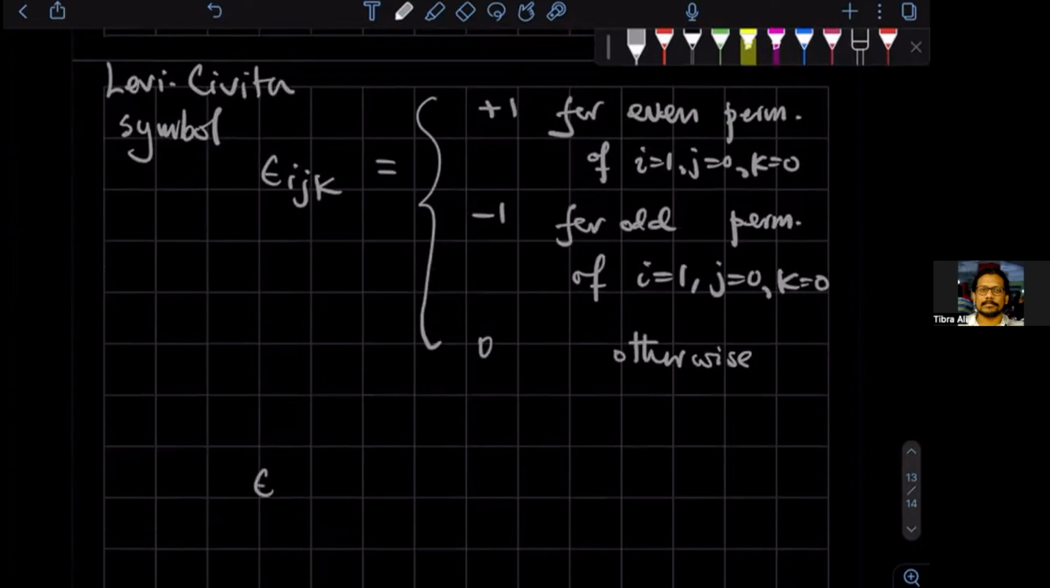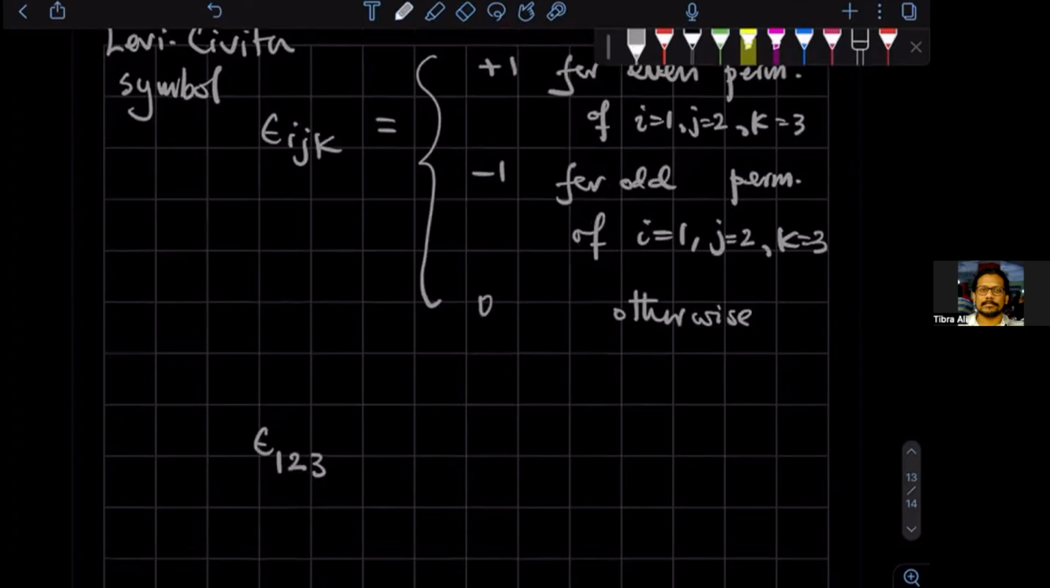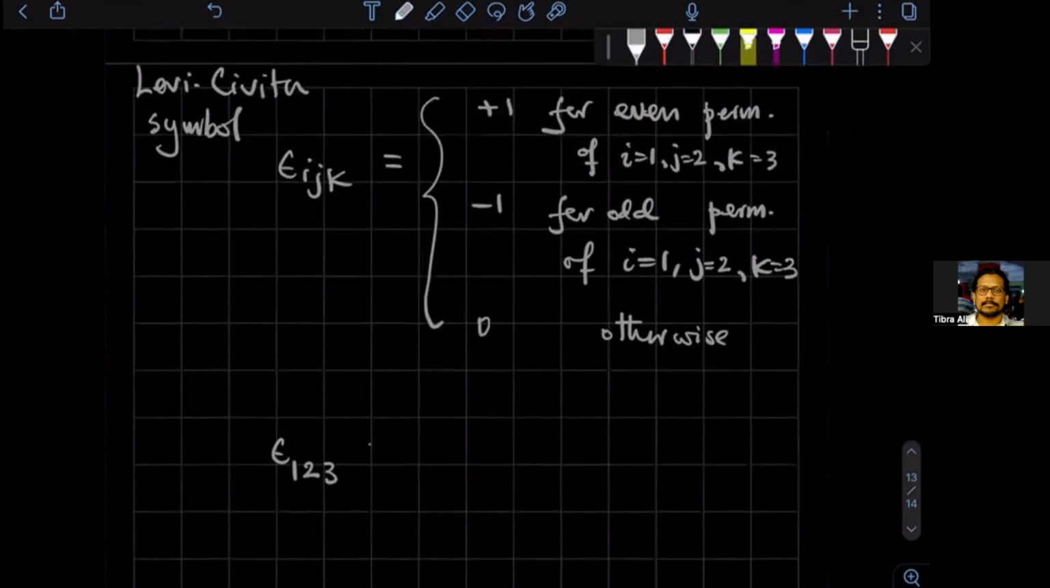So this means that, for example, epsilon 123... sorry, what am I saying? Sorry. I equals 1, J equals 2, K equals 3, okay? So for example, epsilon 123 is 1.